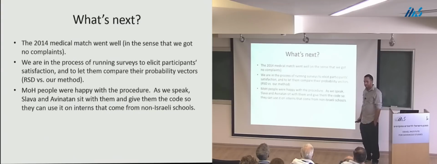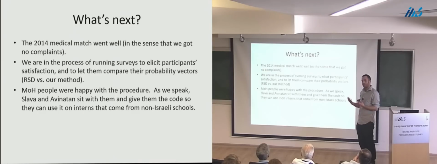What's next? So it went well. We did it already. It went well. Everybody was happy. We're now running the surveys that I mentioned before to see whether people's utilities were correctly approximated, by comparing not some random vectors of probabilities, but the vectors that they actually would have got under random dictatorship and what they got under our mechanism.